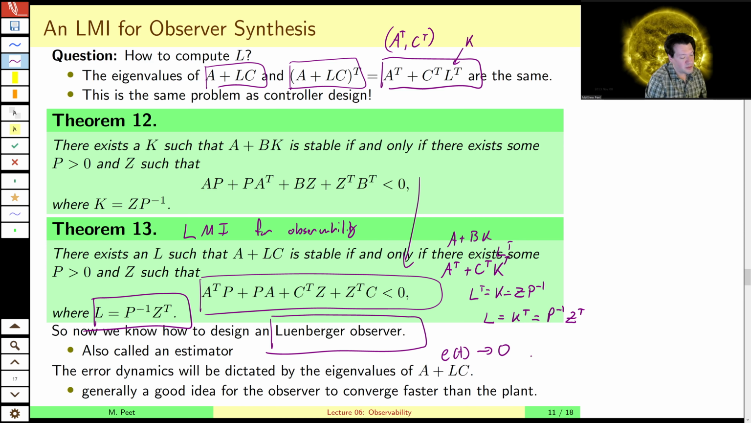Now, we've got an LMI which will guarantee that the states without an observer go to 0 as fast as we like, and we have an LMI which guarantees that the error in our estimate will go to 0 as fast as we like. And so the next step is to combine these systems, close the loop on this sort of outline.